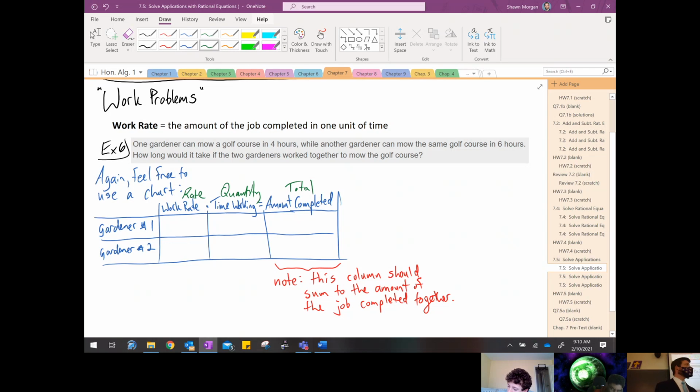Now, I would encourage you to go ahead and fill out the info that you can in the charts. The first gardener's work rate we said was 1/4. And it says that another gardener can mow the same golf course in 6 hours. So, Colton, what would his work rate be? Very good. 1/6.